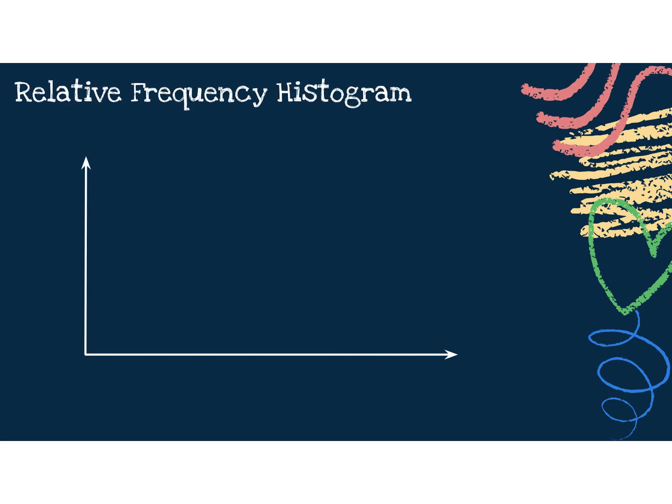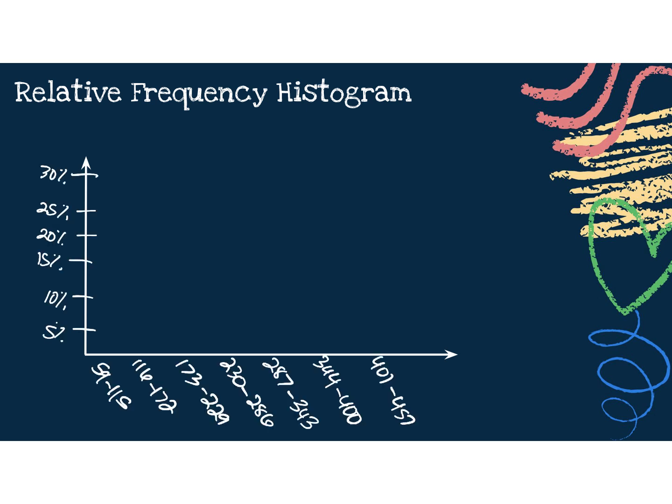We're going to do kind of the same thing with our relative frequency histogram, except this time our vertical axis will be labeled with our relative frequencies. So go ahead and pause the video here, put your classes alongside the horizontal axis again, and then we're going to label our vertical axis up to 30%, since our highest relative frequency is 26.7. Okay, hopefully you got a chance to get everything labeled.